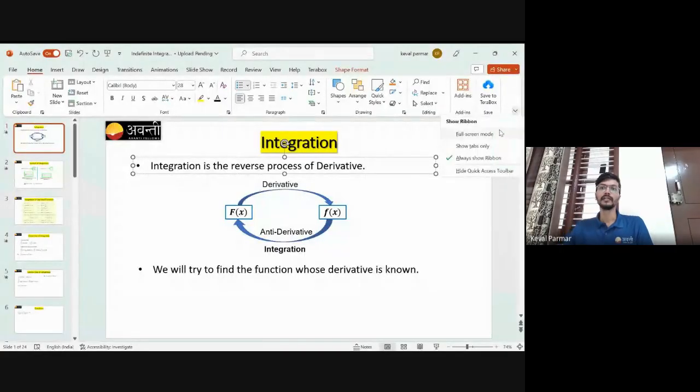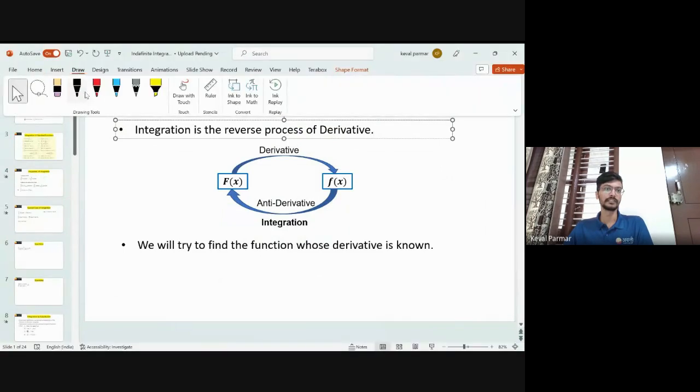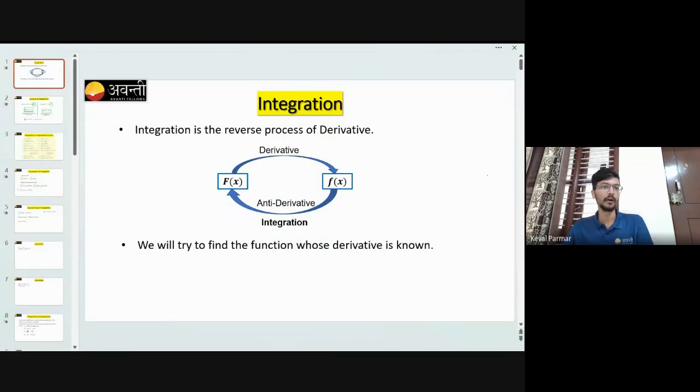So today we are going to start with a new topic, which is indefinite integration. I hope you all know indefinite integration. You must have studied the chapter on indefinite integration. So here, what are we going to do? We will first start with the meaning of integration. So let's start. Welcome, all of you. I hope you are excited to study this.